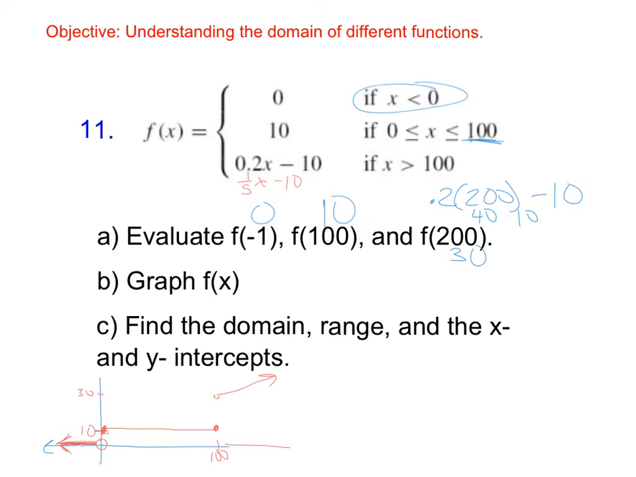That's it. All right, so the domain is all real numbers. The range, this is kind of weird. We have 0, 10, and then we have 30 to infinity, because we're starting at 30, and then we're just going up. And then we have these random y values of 0 and 10. All right, our x-intercept is negative infinity to 0. That's our x-intercept. Our y-intercept is 0.